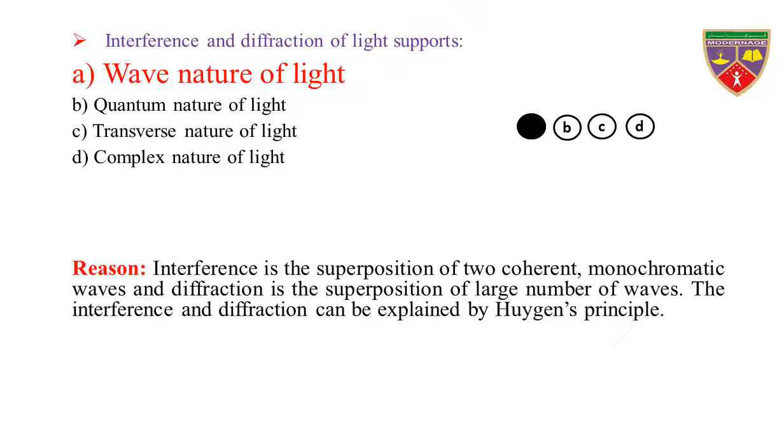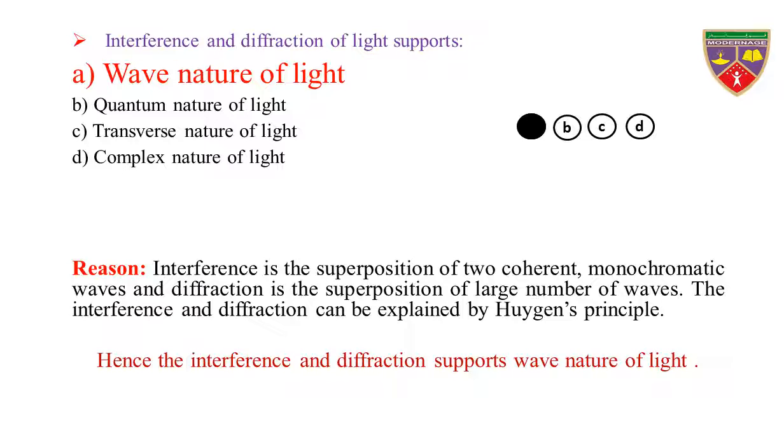Reason: interference is the superposition of two coherent monochromatic waves and diffraction is the superposition of a large number of waves. The interference and diffraction can be explained by Huygens principle. Hence, the interference and diffraction support the wave nature of light.